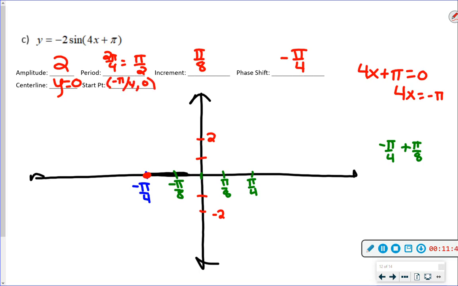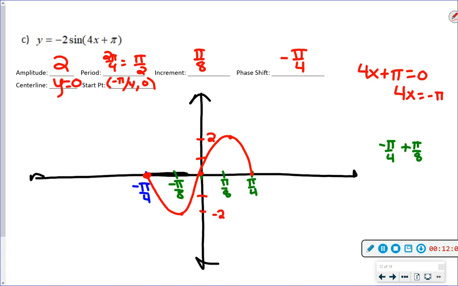Now, careful, careful. Check your lead coefficient. What's the lead coefficient? Negative. Valley and a hill. You've got the reflection. Valley and a hill. You've got to flip that guy. So down to negative 2, center line, up to center line. There's the first period.